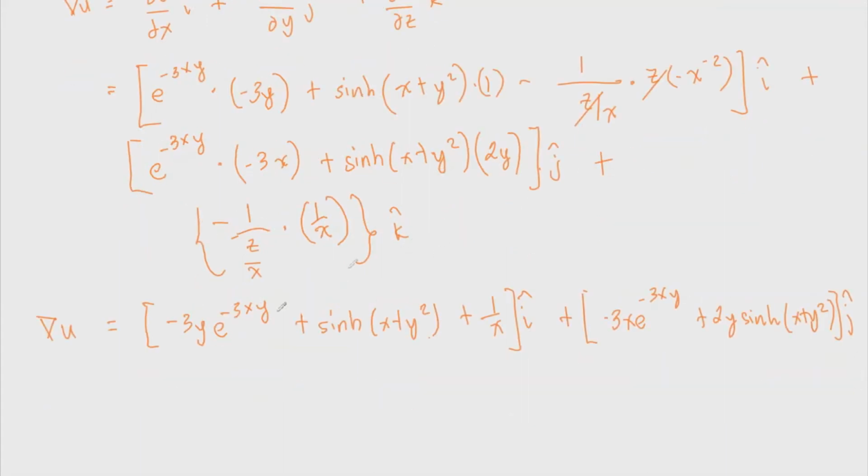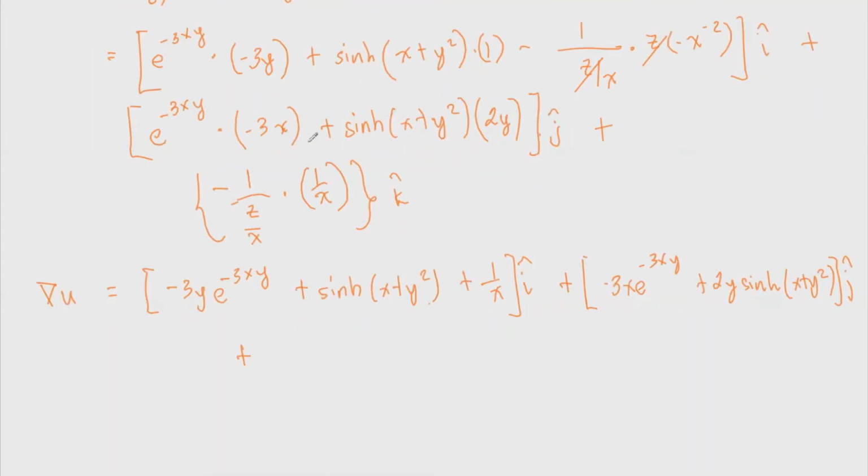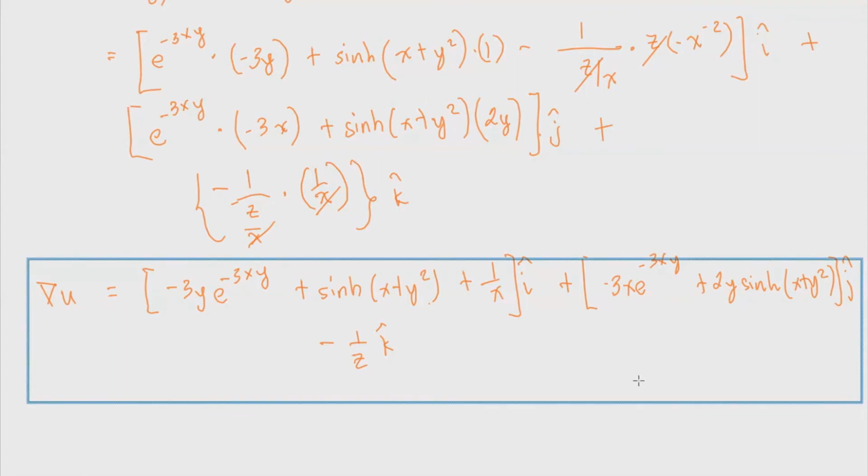And then finally, to end this expression or the answer, we have z and then over x. So this becomes x over z, and then this one is cancelled. So we have minus. We actually have minus 1 over z here. So minus 1 over z, and that is multiplied with k hat. Okay, so this is the final answer for the gradient of the expression written above.